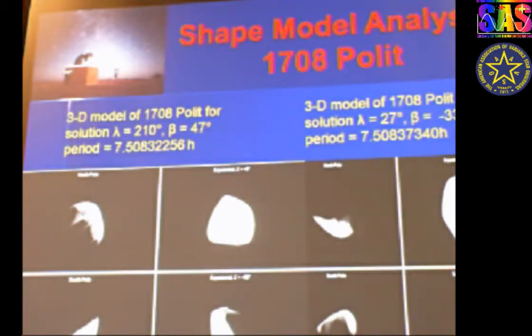The one on the right probably is not exactly feasible because we've got the asteroid rotating on its long axis, which is not what you would expect. So under these sort of circumstances, the one on the left is the more probable solution. And having a positive value for the beta would indicate prograde rotation.